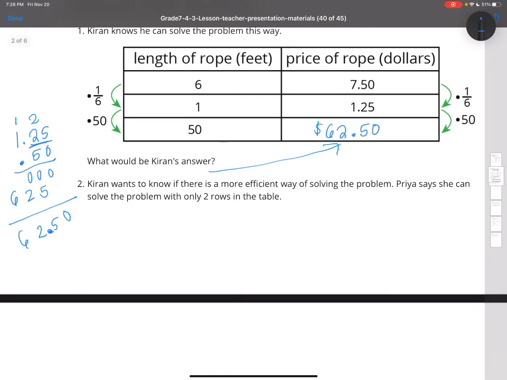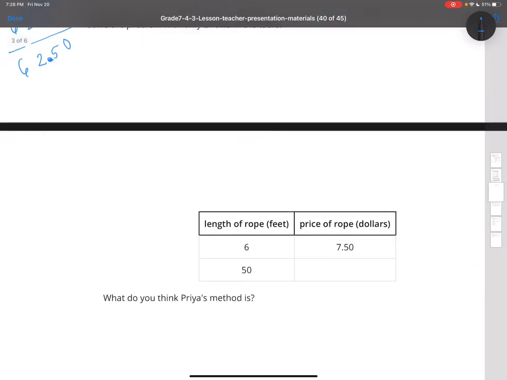If I was to divide $7.50 divided by 6, let's see if we get the same answer. How many times could 6 go into 7? If you guess that 6 could go into 7 one time, you are absolutely correct. Make sure you put that decimal at the top. How many times can 6 go into 5? If you guess that 6 could go into 5 twice, you are absolutely correct.